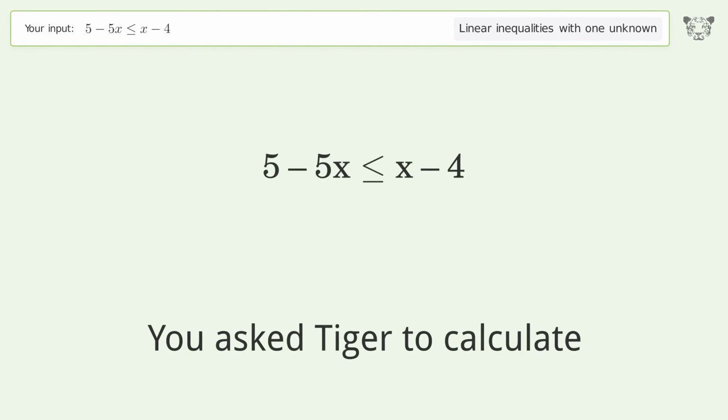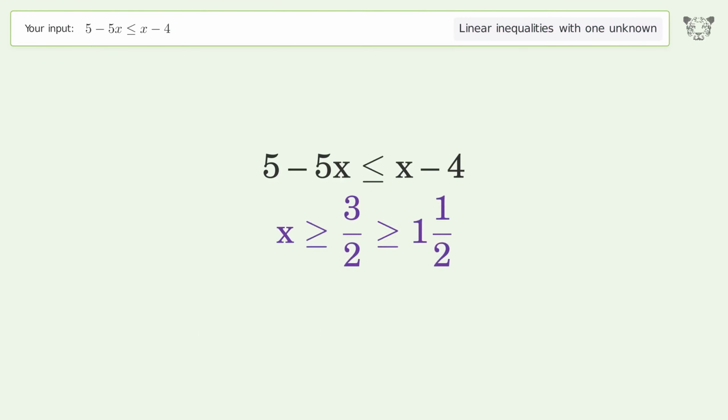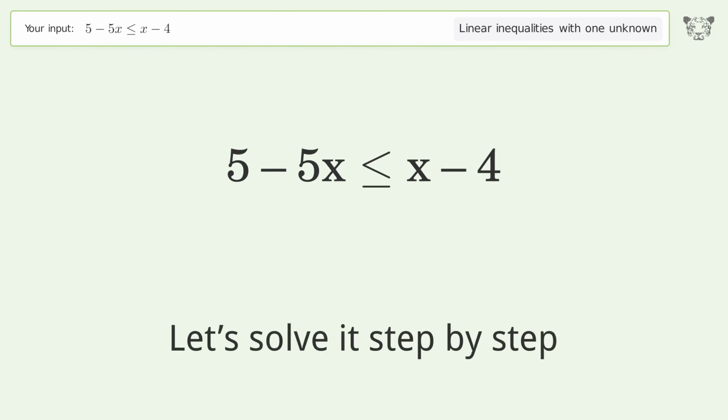You ask Tiger to calculate. This deals with linear inequalities with one unknown. The final result is x equal or greater than 3 over 2 equal or greater than 11 over 2. Let's solve it step by step.